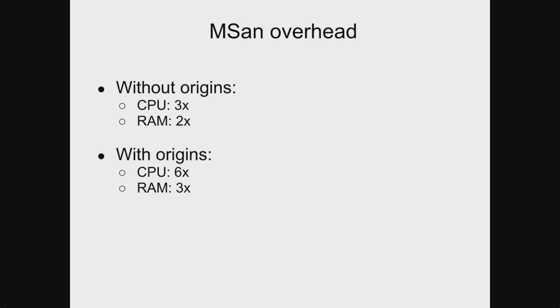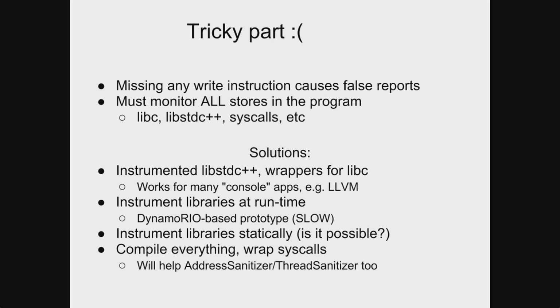The MemorySanitizer has very moderate overhead. It's like 3 times slower than the native run, and it uses 2 times more memory. If you want to get origins, it's twice worse, but still quite tolerable. The tricky part about this tool, which is not about the first 2 tools, is that this tool actually has to see all the memory accesses in the program. Otherwise, it will report false positives.